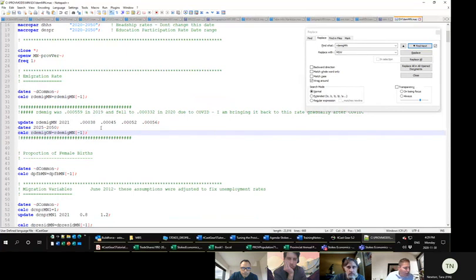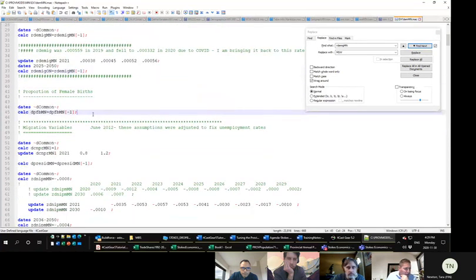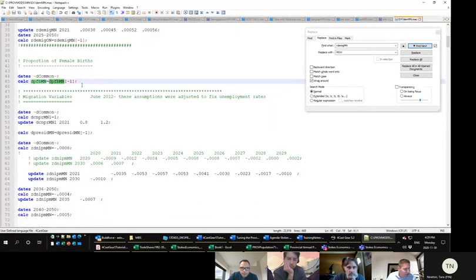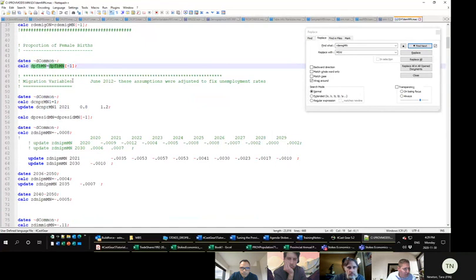Okay. So other than immigration, you also have your proportion of female births. We're assuming, of course, that they stay constant here compared to last year, as they are relatively stable, with I think males being born slightly more frequently than females.